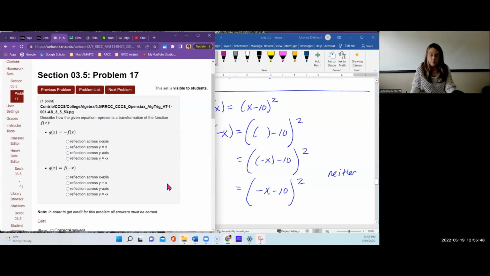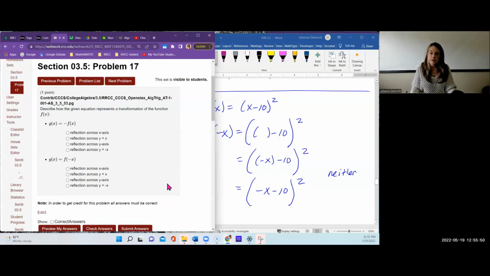Let's take a look now at problem number 17, which is more of an inspection problem. When we're looking at 17, it says to describe again how the given equation represents a transformation of the function. So we have some toolkit function and we're transforming it. A negative on the outside is affecting the y. So this is a vertical reflection across the x-axis. Remember, when you fold vertically, you're folding on x. That becomes a reflection across the x-axis.